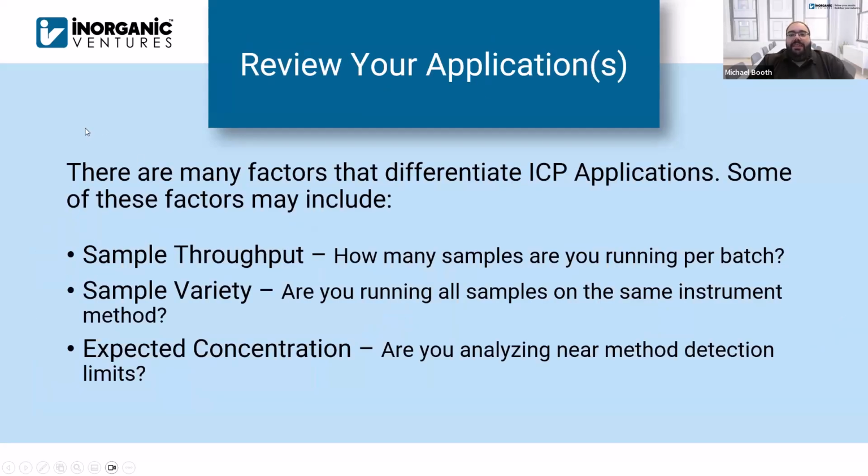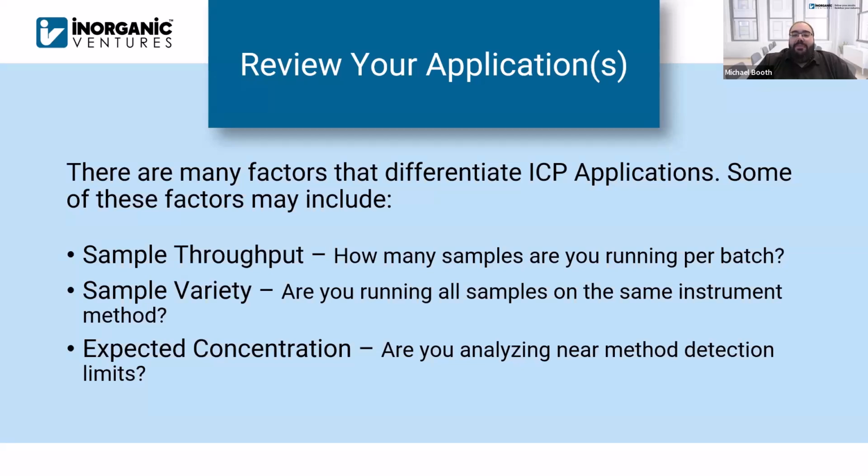So before you select an appropriate standard, you really have to step back and review your application. And these are application specific things. So what is your sample throughput? Are you a high throughput application or not? Typically, if you're a high throughput application, you spend a lot more time managing samples, looking at results, that sort of thing. So you want to try to minimize time in places that you can. We'll talk about that in the next slide.